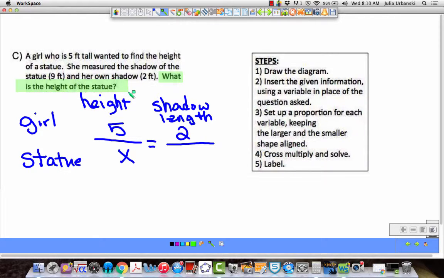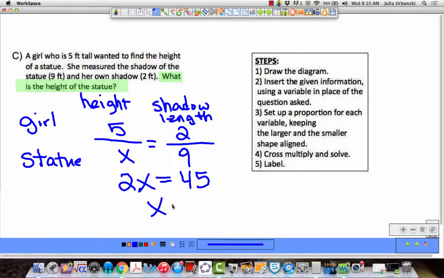Okay. And then it says, now we're on shadow length of statue. What goes right there? 9. Okay, so you can set it up that way too. If you're visual, make the picture. If you're more like just setting up formulas, then set it up this way. It still becomes 2 times x equals 45, and x equals 22.5 feet.